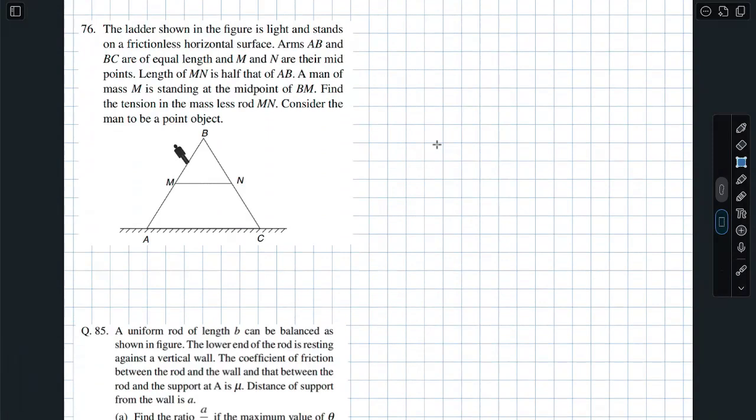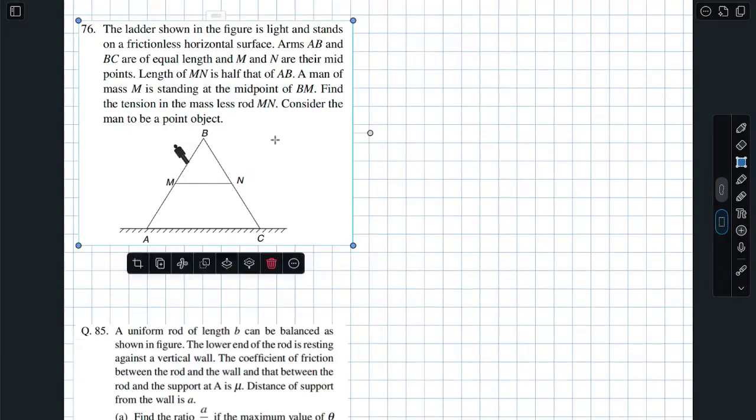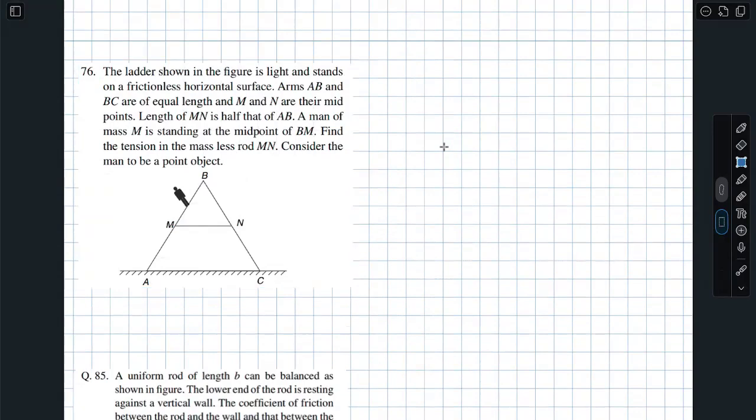The ladder shown in the figure is light and stands on a frictionless horizontal surface. Arms AB and BC are of equal length. M and N are the midpoints. Length of MN is half of AB. So which means it is an equilateral triangle actually. Obviously, that is an equilateral triangle.